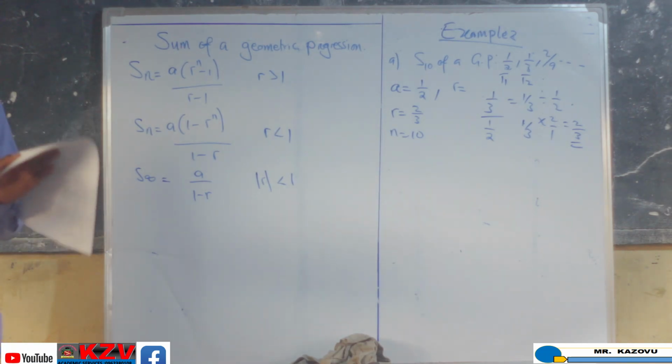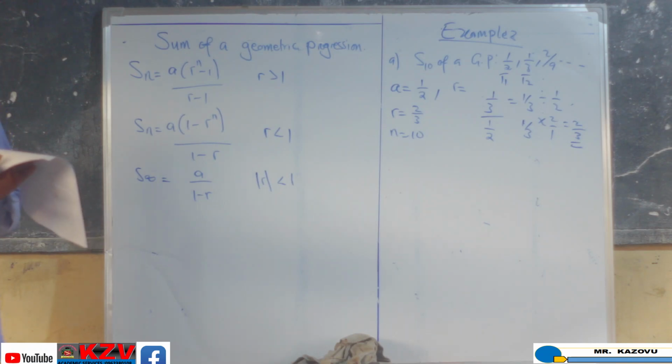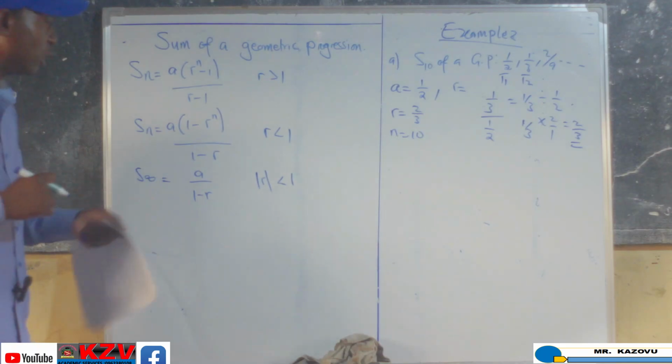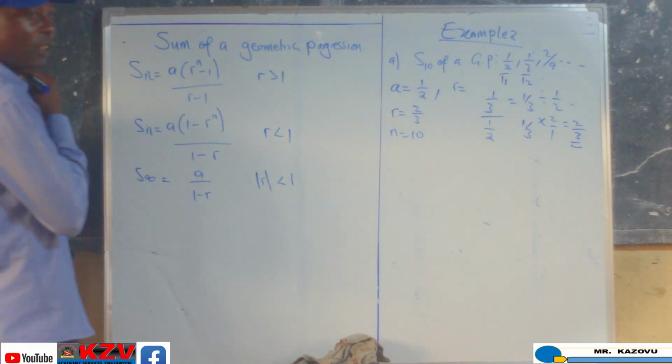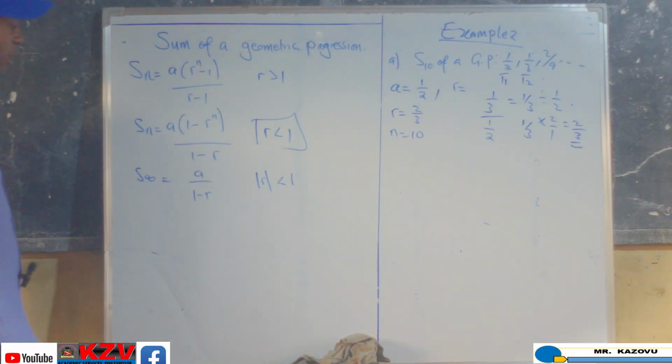Yes, it's less than 1. You've seen it? It's less than 1. Have you seen it? 2 over 3 is less than 1. So the common ratio, 2 over 3, means that it is less than 1. Alright, less than 1, isn't it?